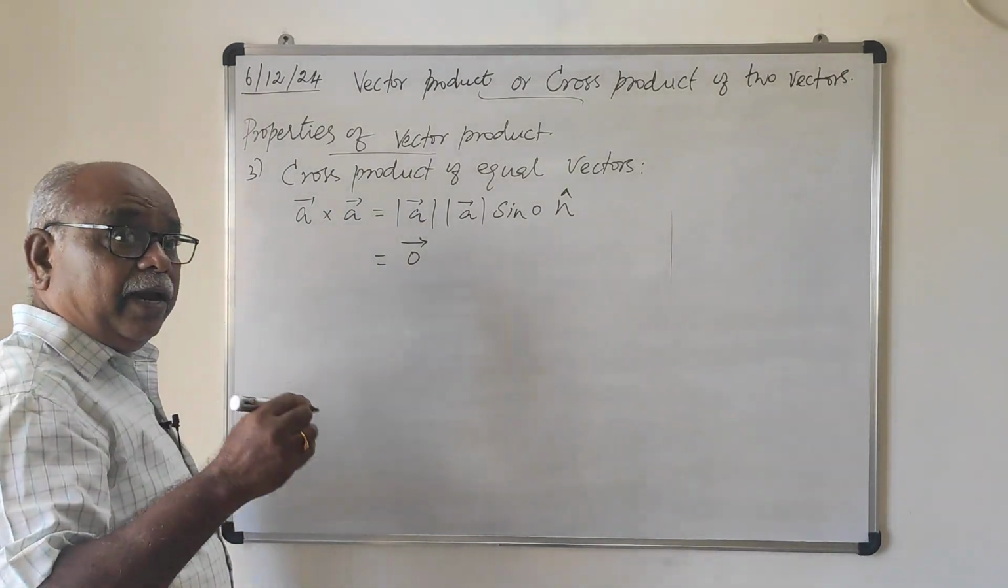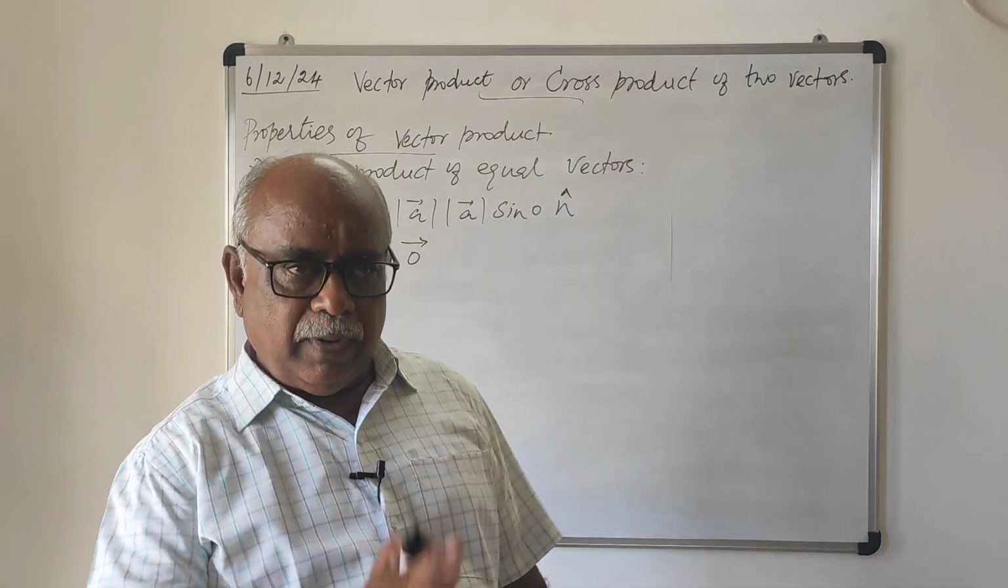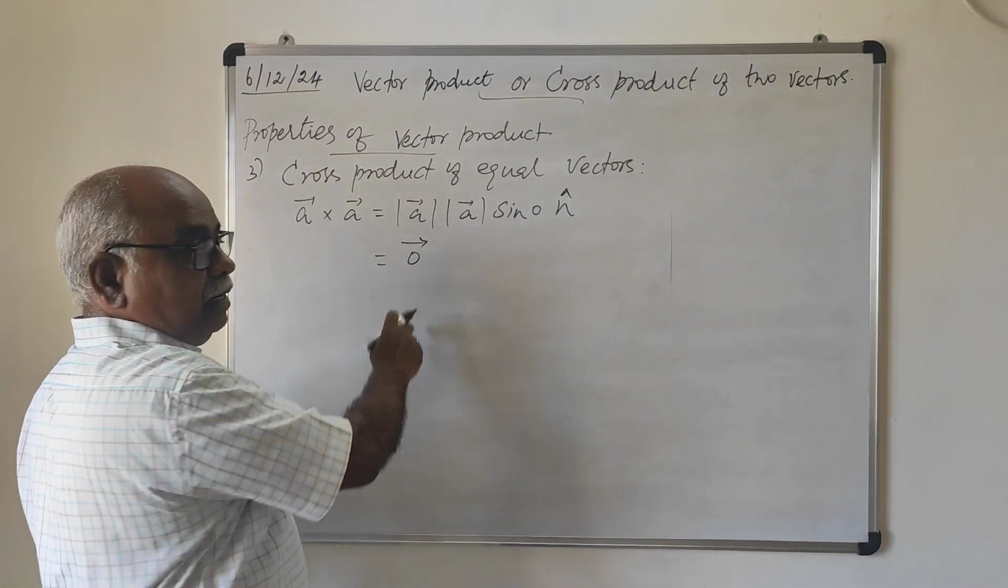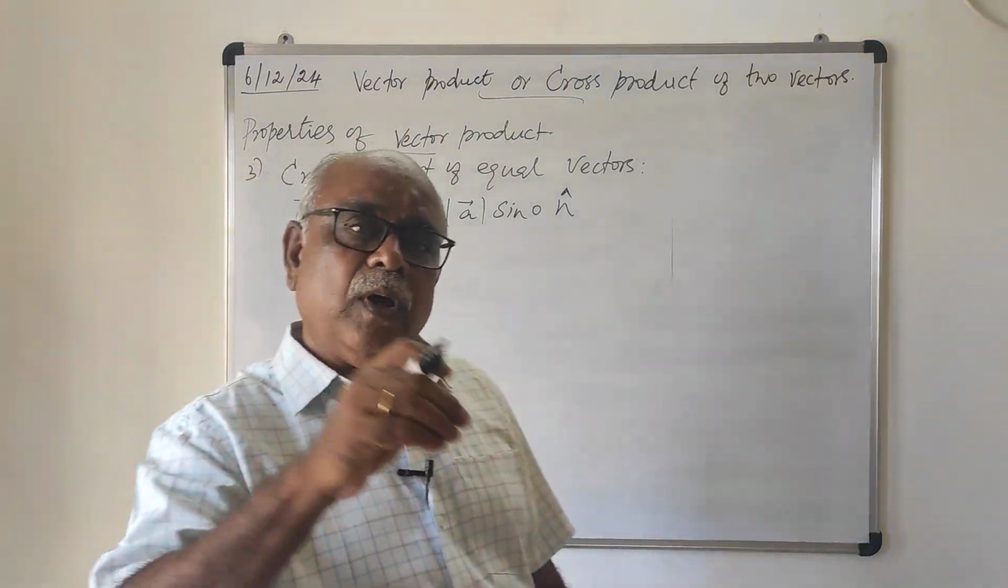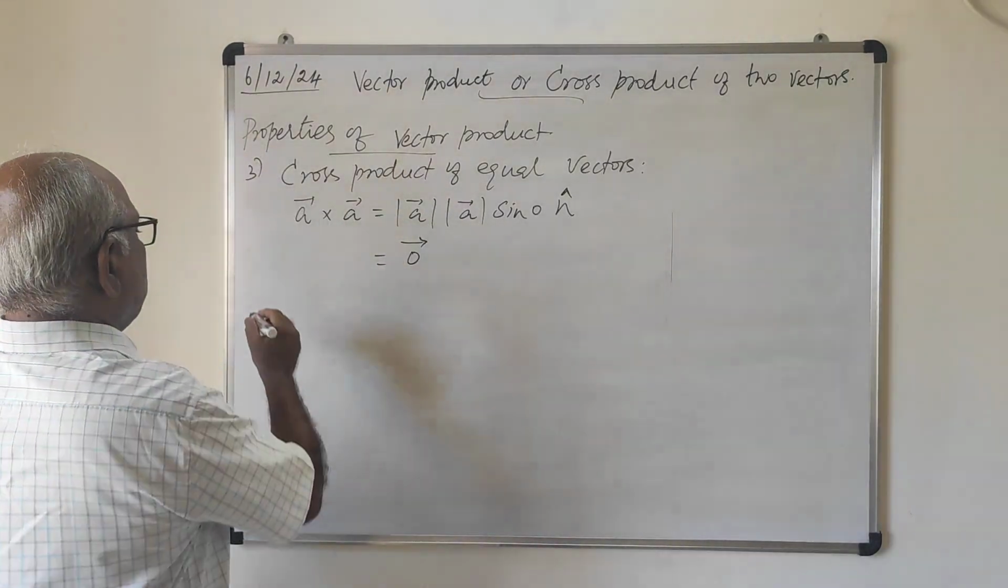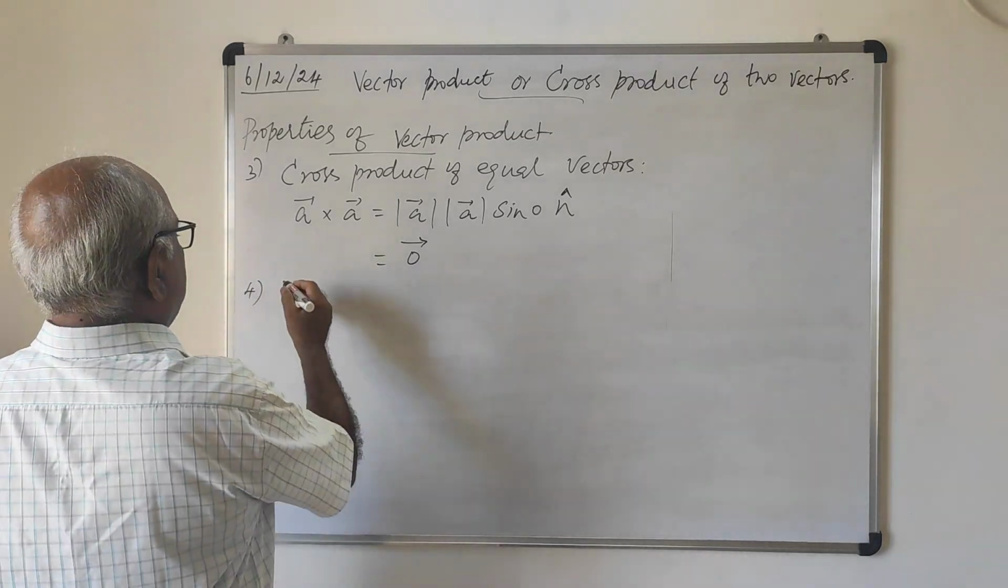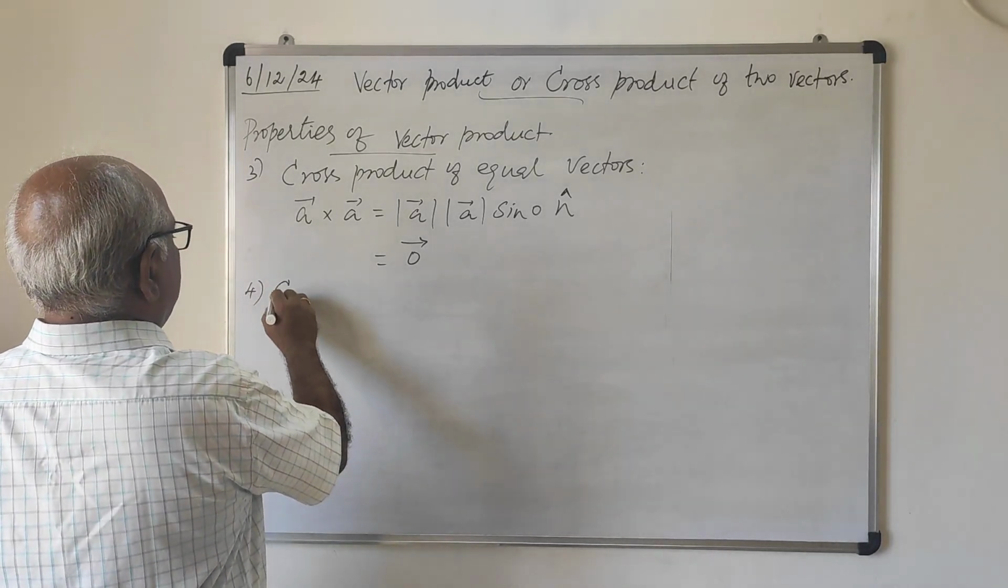Whereas the dot product A dot A is A square. Remember, comparing dot and cross side by side, A cross A is 0 vector, whereas A dot A is A square. Now the fourth one is cross product of i, j, k unit vectors, mutually perpendicular unit vectors.